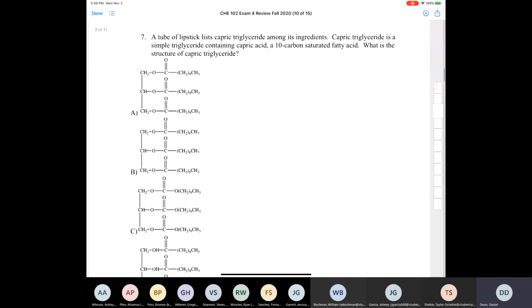Okay, the next one, a tube of lipstick lists Capric Triglyceride among its ingredients. Capric Triglyceride is a simple triglyceride containing capric acid, a 10-carbon saturated fatty acid. What's the structure of Capric Triglyceride? Let me try to walk you through this one a little bit here as a group. Okay, what is a triglyceride, right? A triglyceride is basically a fat, right? And what is it made from?